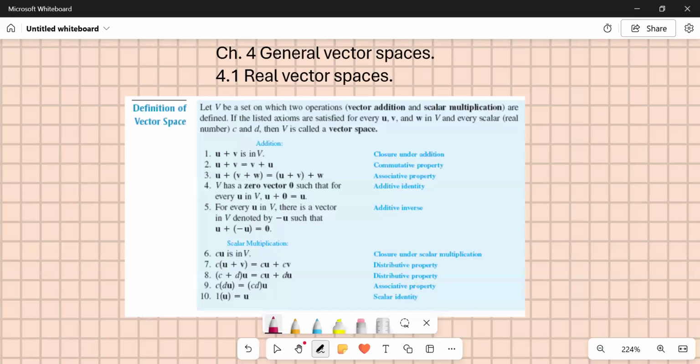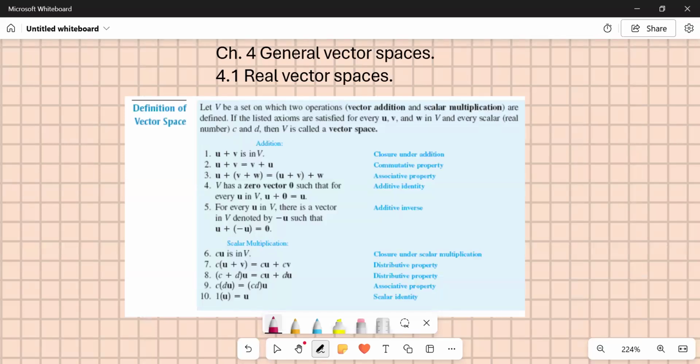The first axiom is closure under addition. What does it mean? If you take two vectors from that set and you add them and the result belongs to the set again, that means that the space is closed under addition. Sometimes you define a set and you perform an operation and the result goes outside of the set, which is a violation of the first axiom, closure under addition, and that's not going to be a vector space anymore.